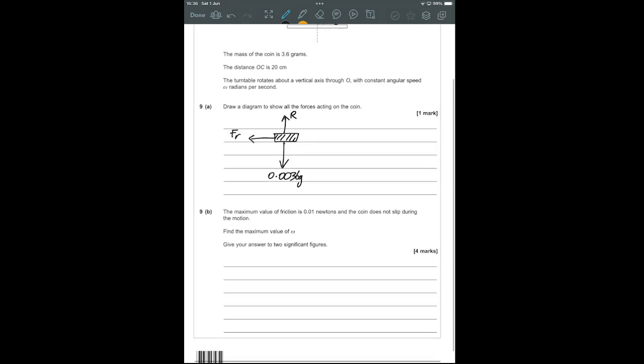Part B, the maximum value of friction is 0.1 newtons. When the coin does not slip, find the maximum value of omega. Well, if I'm going for the maximum value of the rotation, I should use the maximum inward force as well. So this is now going to use our force equations. We've either got mv squared over r or mr omega squared. Mr omega squared seems like the one that's relevant here. So that's 0.1 equals the mass times the radius times omega squared.